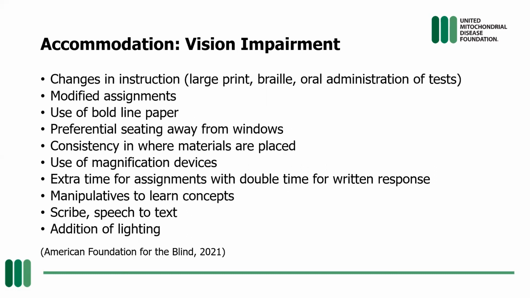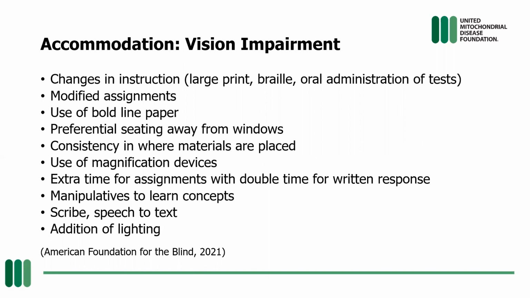So if your child has a vision impairment, we're going to once again make changes in instruction. So large print, braille, or an oral administration of tests. Modified assignments. But this bold line paper, these are some newer things that some people are using that I find have really great results. So it's darker. So if they're just starting to lose their vision, it makes things look more dynamic and sharp to them.